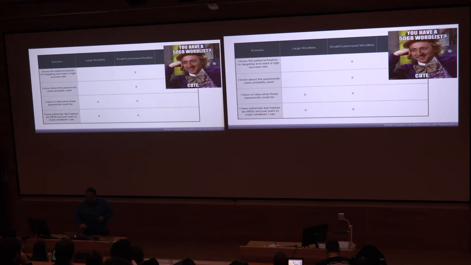First thing we need to look at is where we need large word lists and where we need custom or small word lists. Looking at different scenarios, for example, I know the patterns or hashes I'm targeting and I want a high success rate. In that case, you're going to use a small or customized word list. If your target is Bob's hardware store, you know his users are probably using passwords related to that. If your target's a financial institution, the company name, company location, or something about the demographics or history probably forms a large part of the passwords chosen, such as the city where the company's based. So small and customized word lists would work better in that scenario.